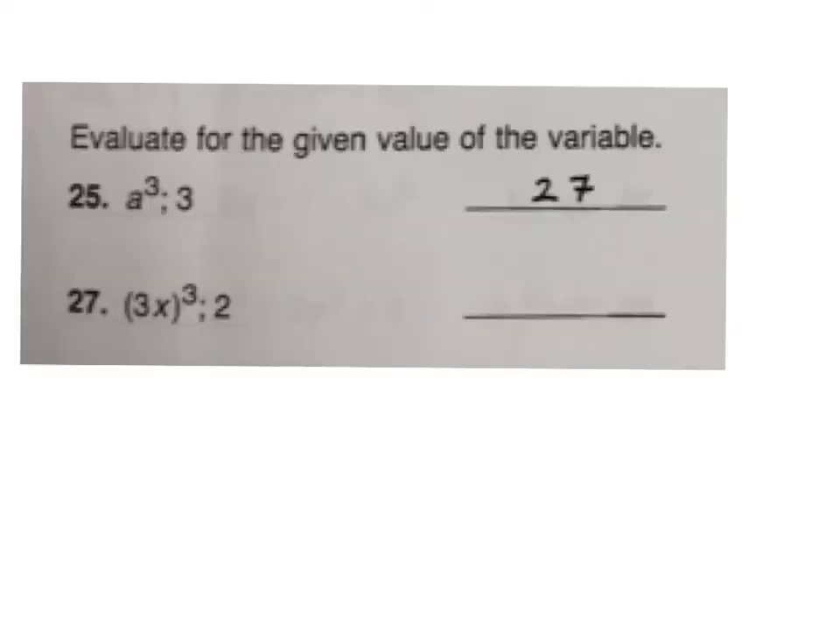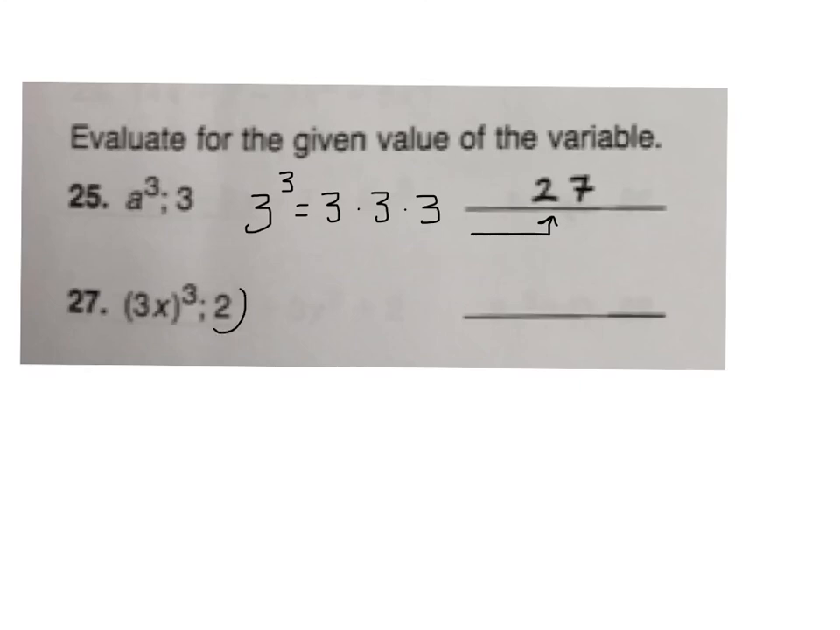Okay, so on these problems, it tells me to evaluate for the given value of the variable. So what I need to do is I need to plug 3 in for A. That's what it's asking me to do, right? And so when I plug 3 in for A, they're saying, what is 3 cubed? Well, that's the same thing as 3 times 3 times 3, which they've already told me right here is 27.